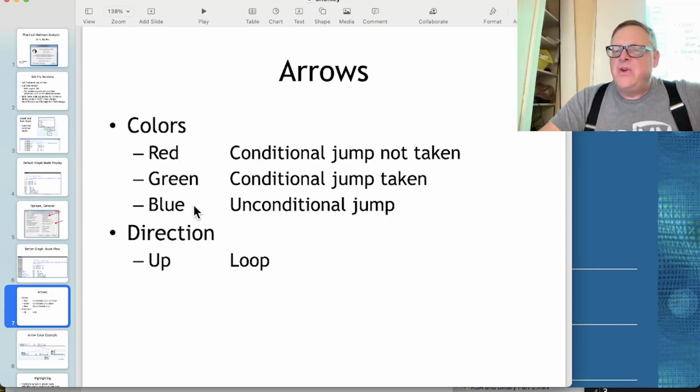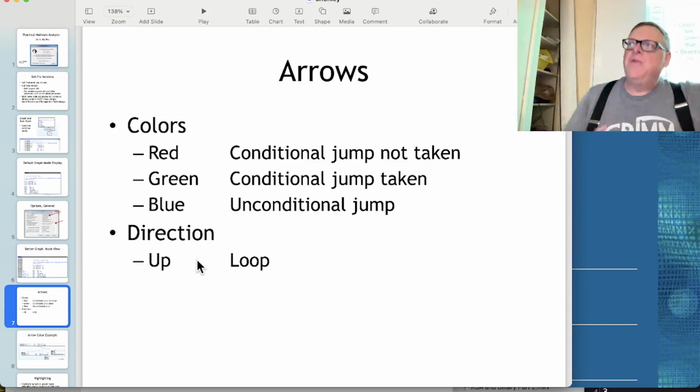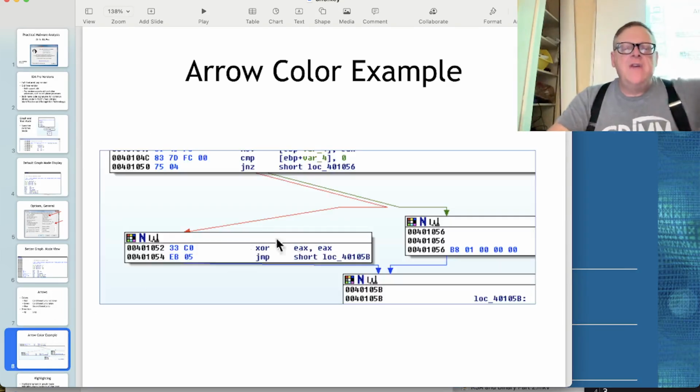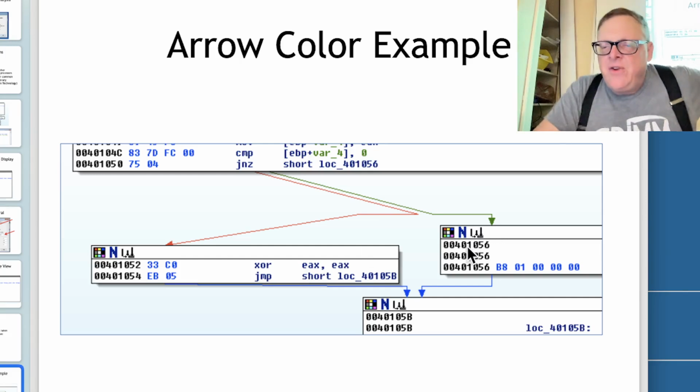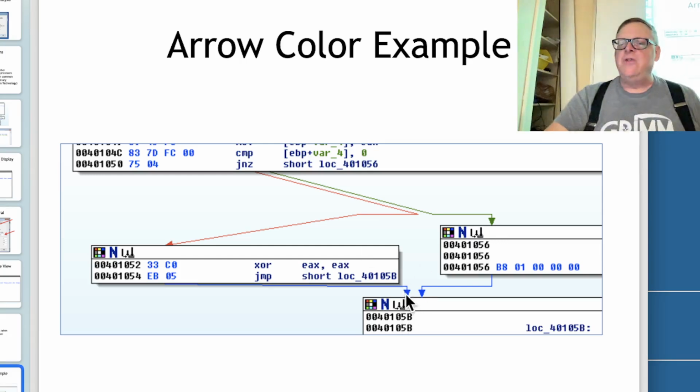And blue is an unconditional jump, which means you jump from one block of code to another block of code, but there's not an if statement involved. And if you have an up arrow, then you have a loop that's going back and repeating some previous commands. So here you can see, it does a compare something and then a jump not 0, so that's an if statement. So it has a red path if the condition is false and a green path if the condition is true. And so it'll go to either here or there. Then after those, these blocks both jump to this location with these blue arrows, which are unconditional jumps. There is no if statement. They always go down here.